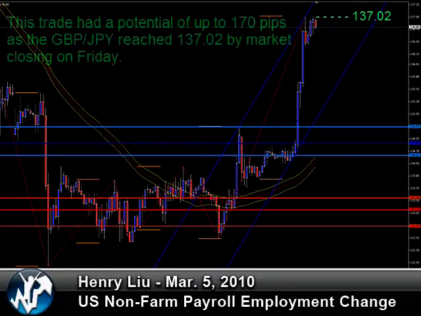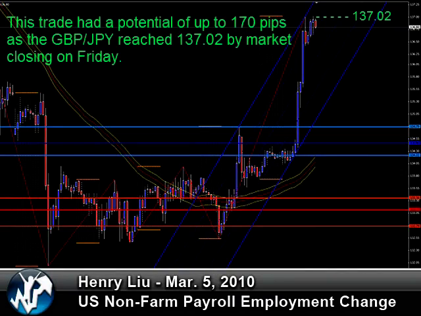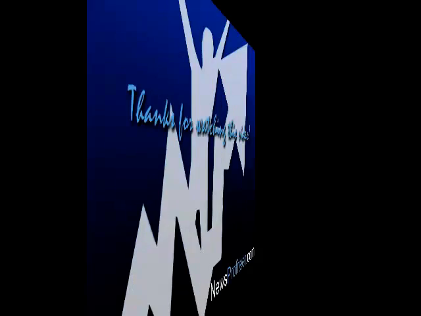At the end of the day, pound yen reached 137.02, giving us about 170 pips of potential gain. This makes a nice winning trade out of the last 10 for Nonfarm Payrolls that I've traded.